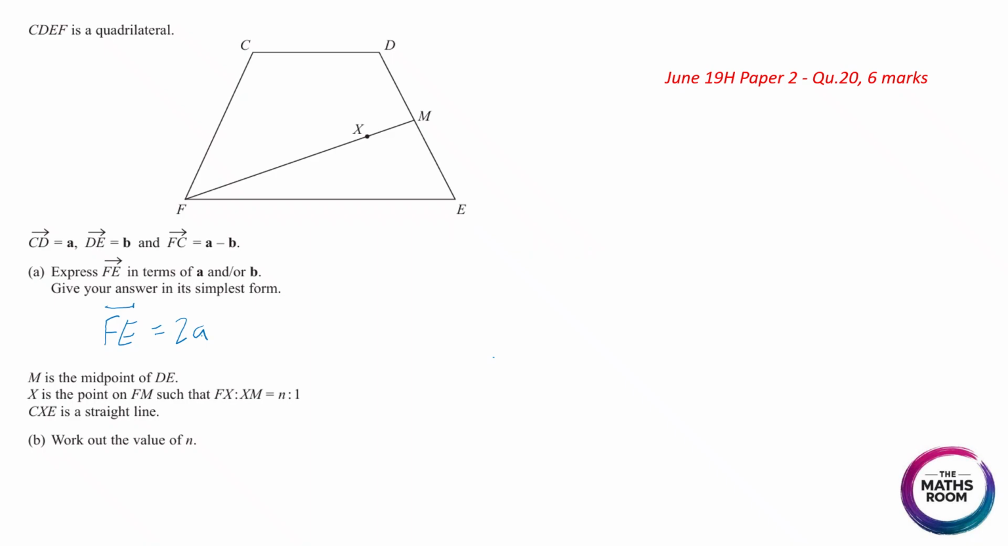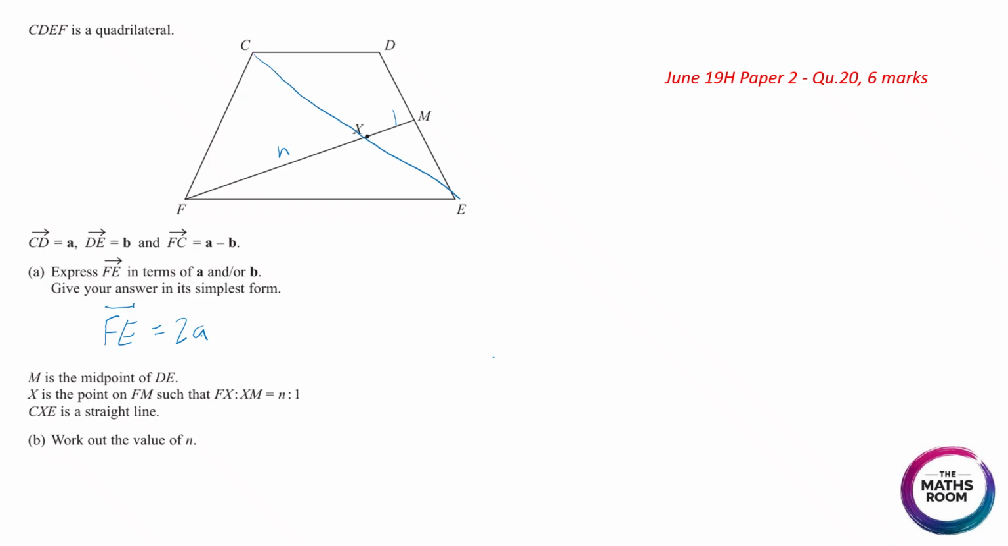Okay, then it says that M is the midpoint of DE, X is the point on the line FM, such that FX to XM is n to 1. So this is in the ratio n to 1. Okay, we've got to try and basically find the value of n given that CXE is a straight line.